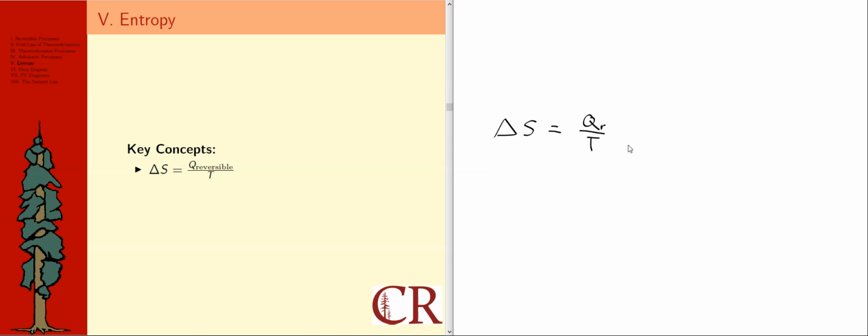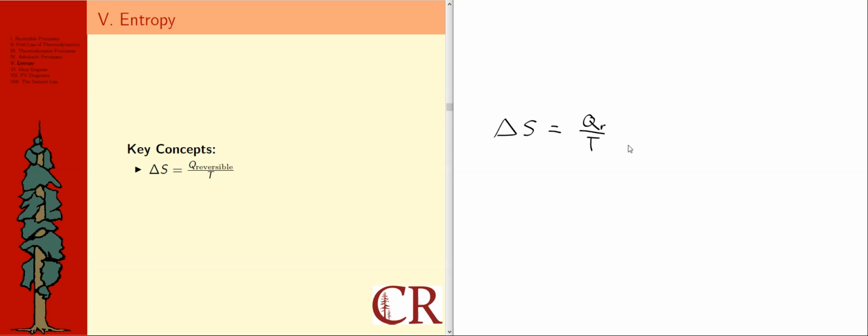if you want to calculate the entropy change for a very particular process that maybe is described in a way that is not reversible, then what you need to do is come up with an equivalent reversible process that has the same starting point and end point, and then calculate the entropy change based on the heat involved for that process and the temperature involved for that process.